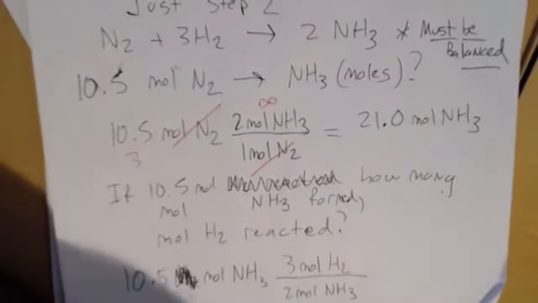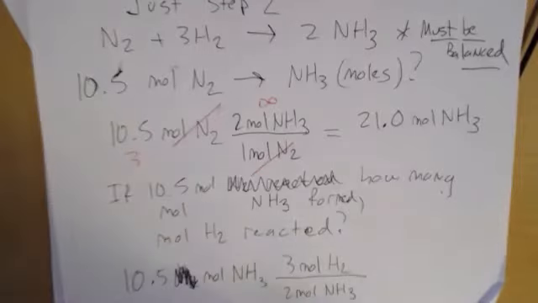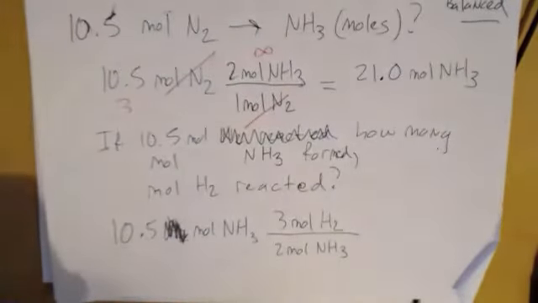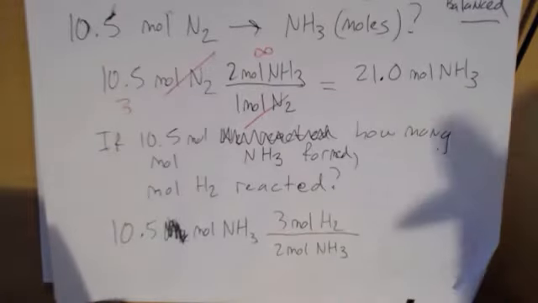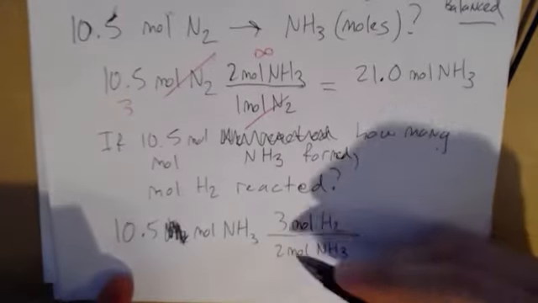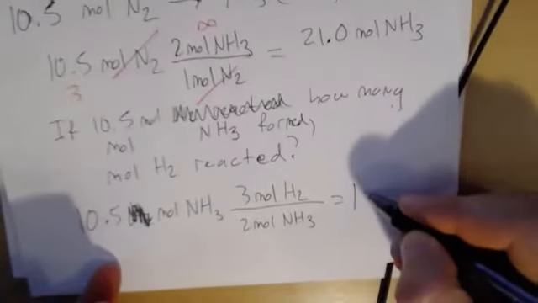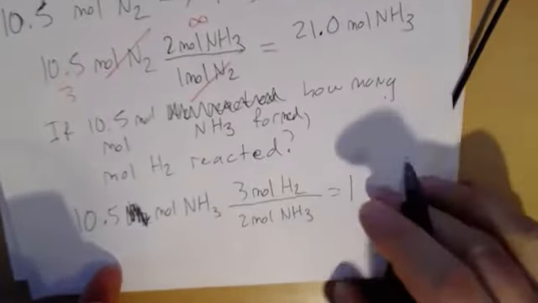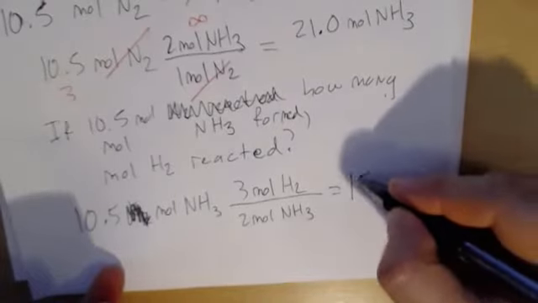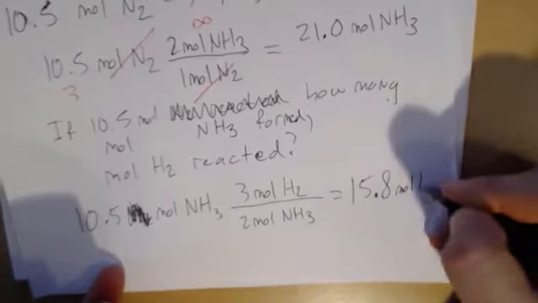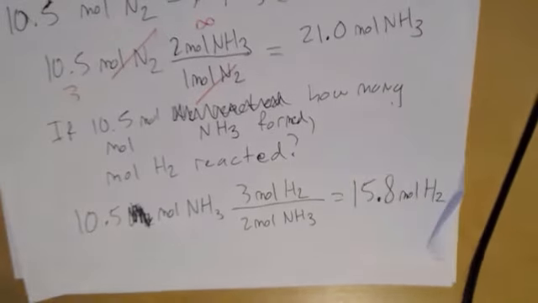I'll need a calculator for that. It's still 3 sig figs times infinity, counting operation. And I get, well, this is about 1/2. So 15-ish sounds like a reasonable answer. I get 15.75, but I'm going to round it to 3 sig figs. So 15.8 moles of hydrogen. Okay, so that's using moles.